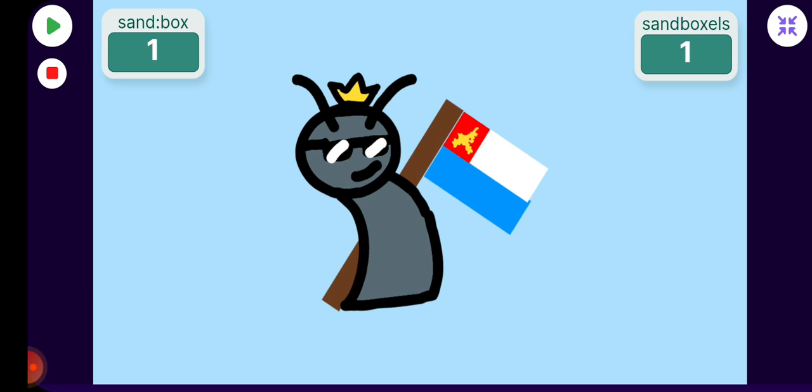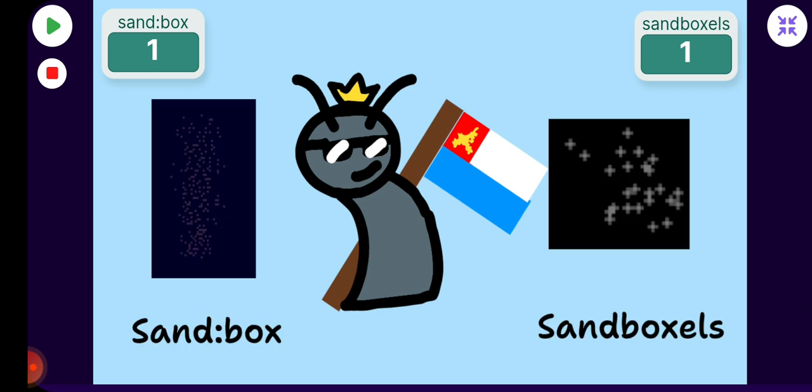Point 2. Gas physics. Let's talk about gas flow in both of these games. In Sandbox, methane gas kind of scatters and moves upwards. Gas movement depends on the element in Sandboxels. But for gases like methane, it's mostly the same as Sandbox, but the pixels spread out even more.